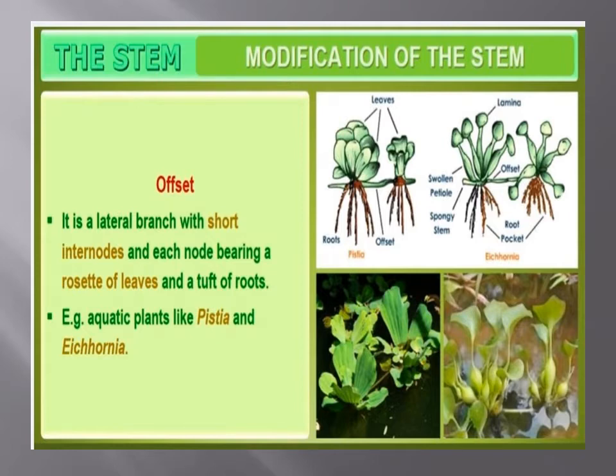Offset. It is the lateral branch with short internodes and each node bearing a rosette of leaves and a tuft of roots. Example, aquatic plants like Pistia and Eichhornia.